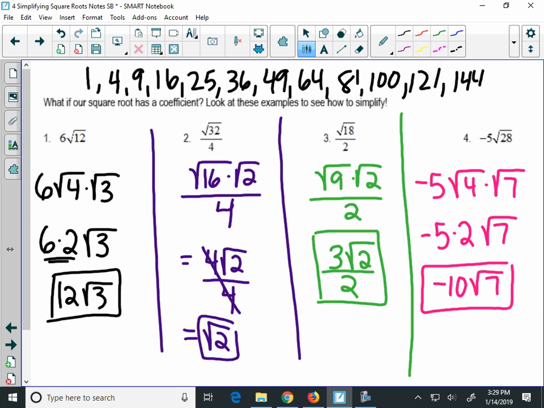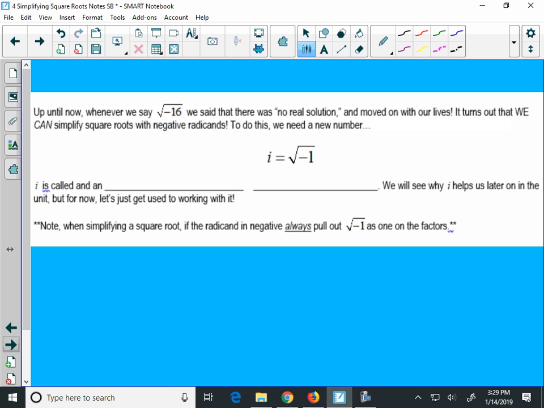All right, let's flip our paper over. Let's learn something new. Up until right now, whenever we asked you to find the square root of negative 16, we would have said, oh, we can't do it. We're not allowed to take the square root of negative numbers. Well, turns out that we actually are allowed to simplify square roots that have negative radicands.